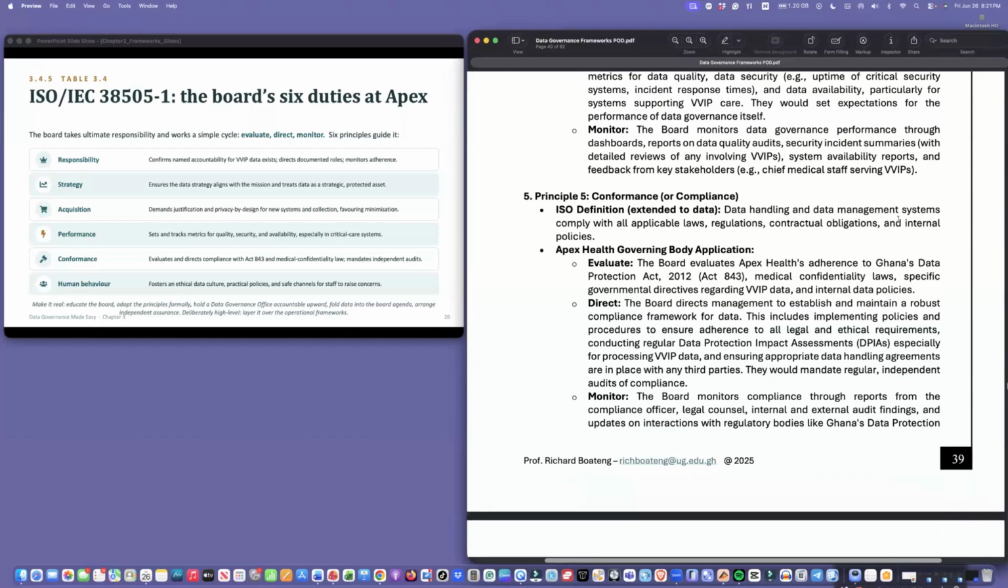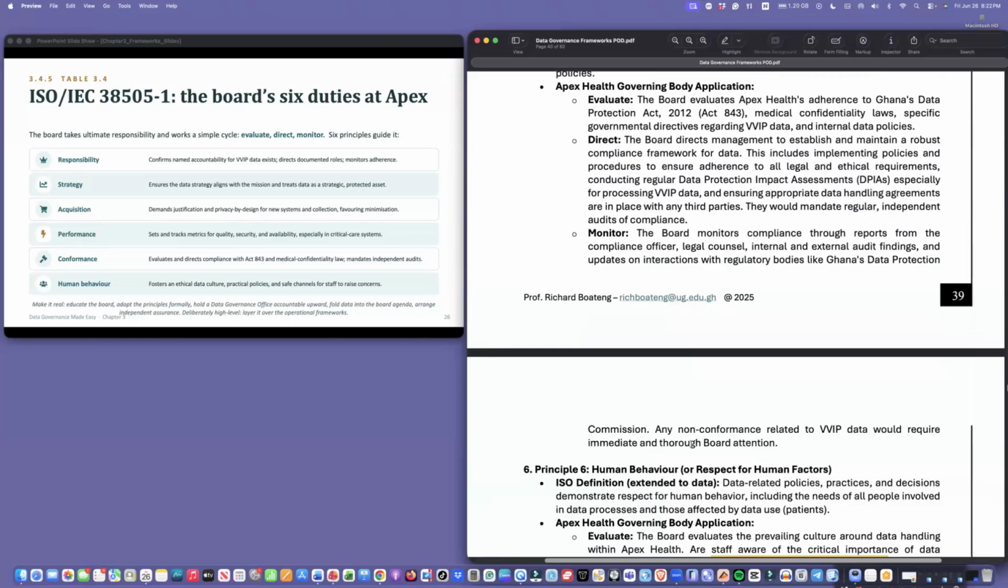What is compliance? Data handling and data management systems comply with applicable laws, regulation, contractual obligations, and internal policies. What should the board do? Evaluate the hospital's adherence to the Ghana Data Protection Act, medical confidentiality laws, which may be at the medical practice level or industry, Ghana Medical Board or medical practice, what they say, international medical practice, what they have said, specific governmental directives, even governmental directives at the Africa level, what is AU saying concerning health directives, and how does it affect the VVIP and internal data policies, direct and then monitor.